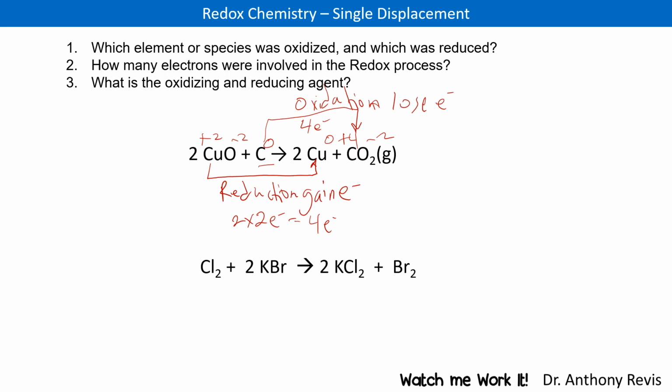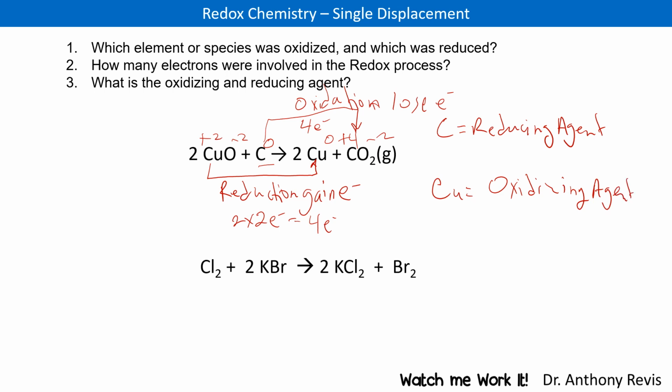Then we like to know which is the oxidizing or reducing agent. Well, in the case of carbon, carbon was oxidized. Therefore, carbon equals the reducing agent because it was oxidized. Copper was reduced. Therefore, copper is the oxidizing agent. In other words, in this case, it's not just copper, but copper oxide is the full oxidizing agent.